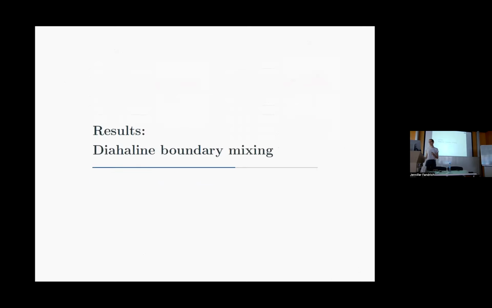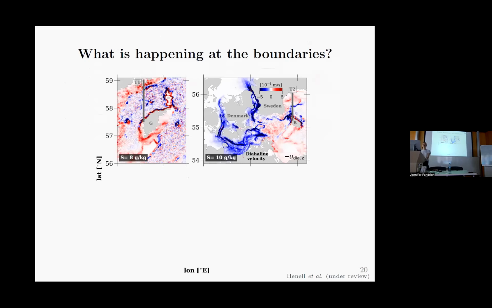And coming to the last part of the results for this talk is the diahaline boundary mixing, which is something I have not mentioned yet, but we will take a look at this now. So here again, we have a zoomed in view of these maps of the entire Baltic Sea from the beginning. Here we have the diahaline velocity, and I've chosen the 8 grams per kilogram salinity class on the left and the 10 grams per kilogram salinity class on the right. And we have all these structures. So the picture is very complicated since there's so much going on.